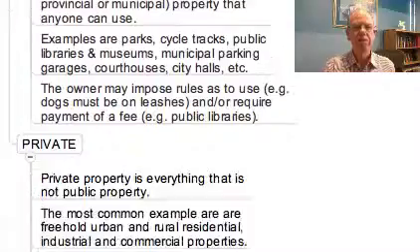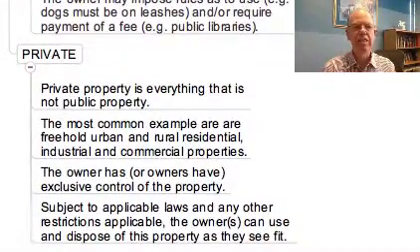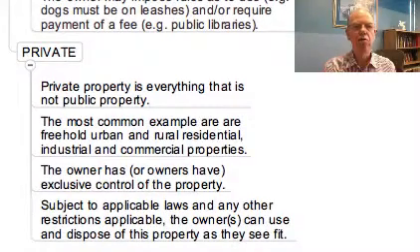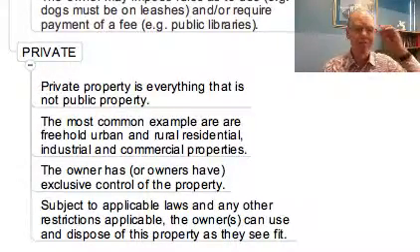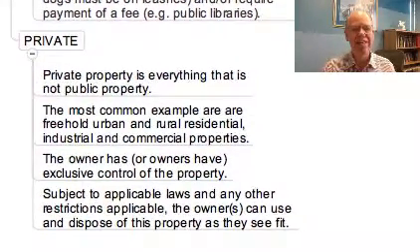By contrast, a private property is everything that's not public property. The most common examples are freehold, urban and rural, residential, industrial and commercial properties. The owner has, or if there are many owners, they have exclusive control of the property, and subject to applicable laws or any other restrictions, the owners can use and dispose of this property as they see fit.